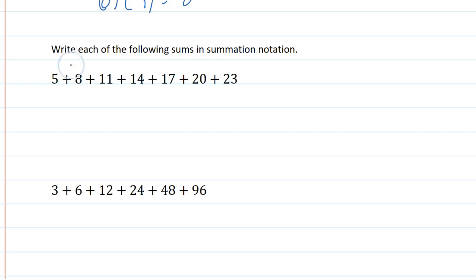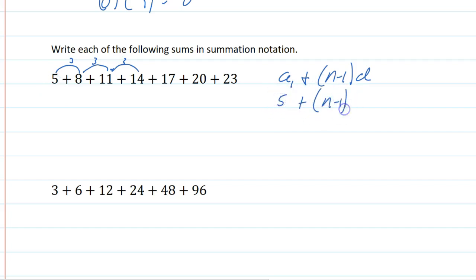So the first thing we do is subtract. 8 take away 5 is 3. 11 take away 8, 3. 14 take away 11, 3. I have a common difference. So now we set up my arithmetic sequence. Remember, your arithmetic sequence is your first term plus n minus 1 times your common difference. Here, my first term is 5. So I'm going to say 5 plus n minus 1 times our common difference, 3.